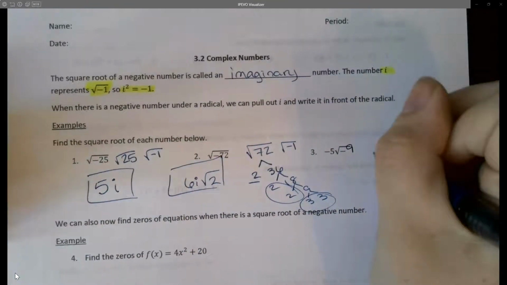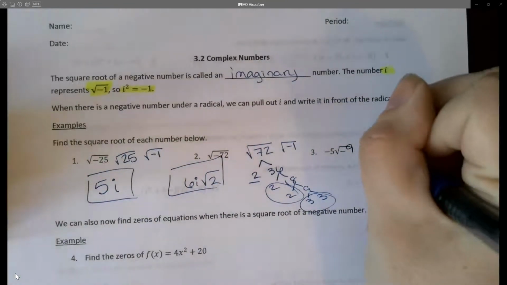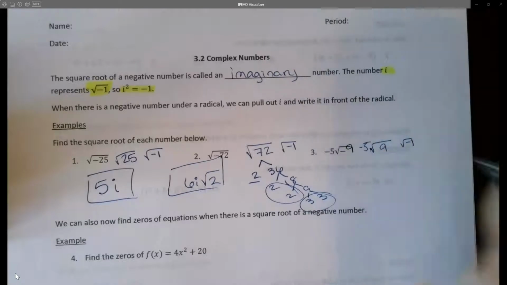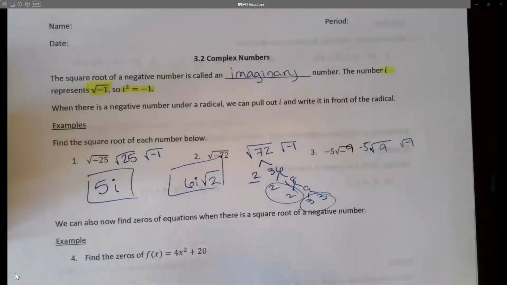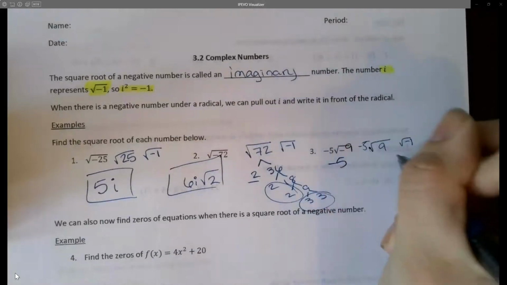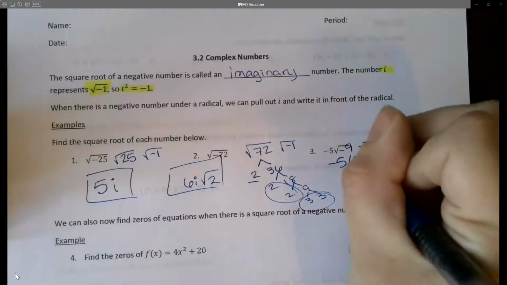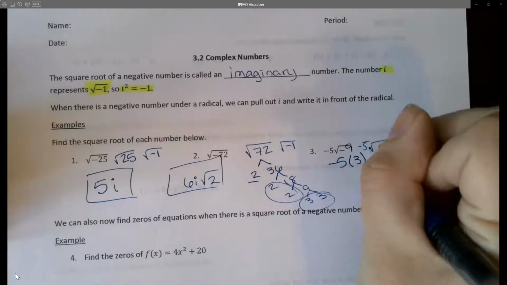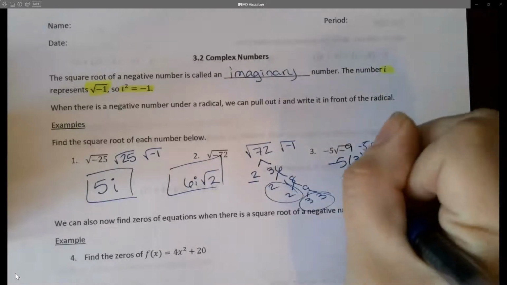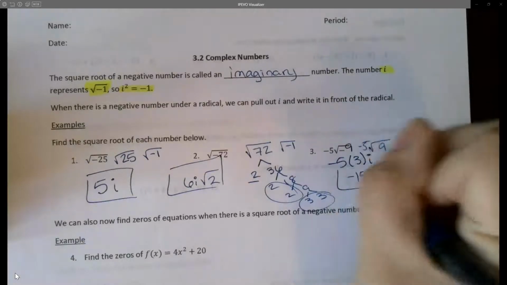So I want to split this up. So I have -5 times the square root of 9 times the square root of -1. So I have -5. The square root of 9 is 3. The square root of -1 is i. So I still want to keep multiplying those three pieces together. I am going to multiply -5 by 3, which gives me -15, and that i stays at the end.